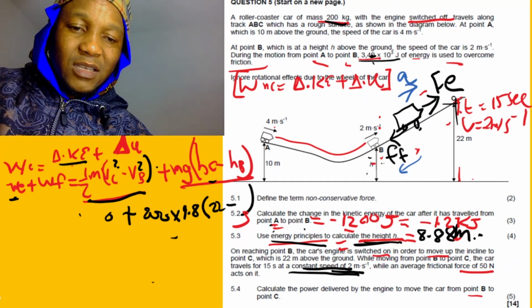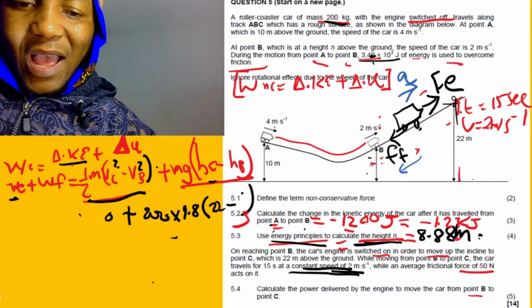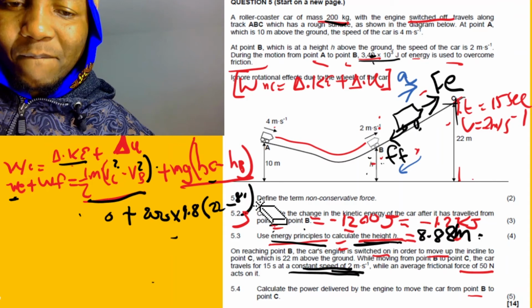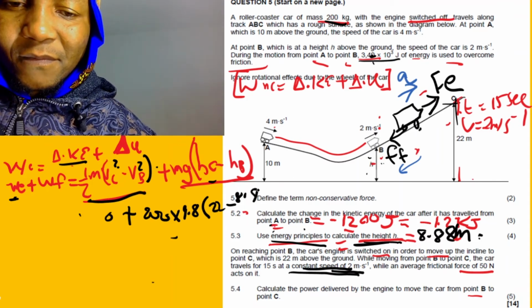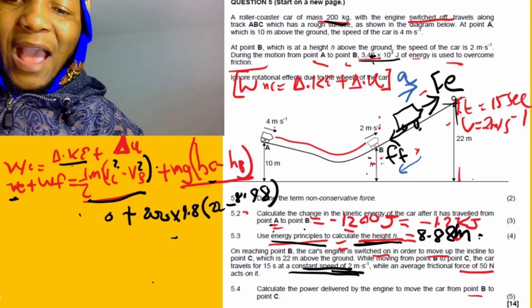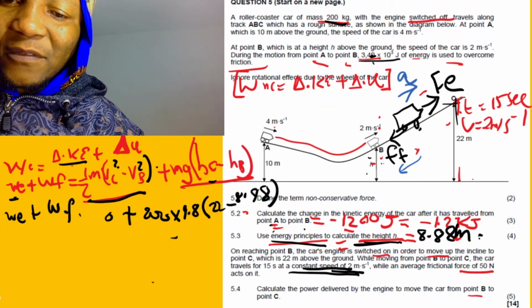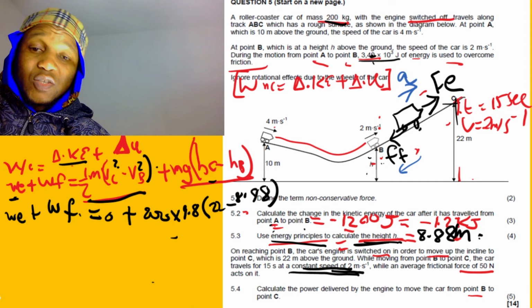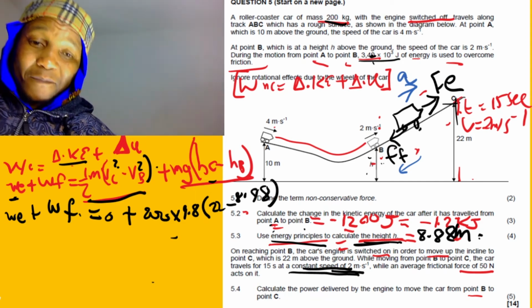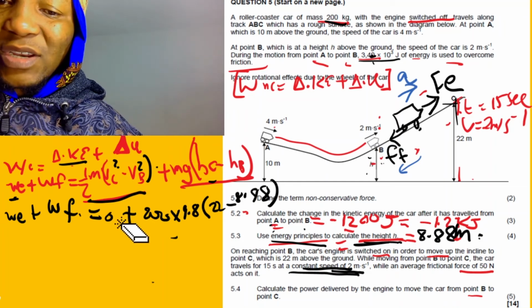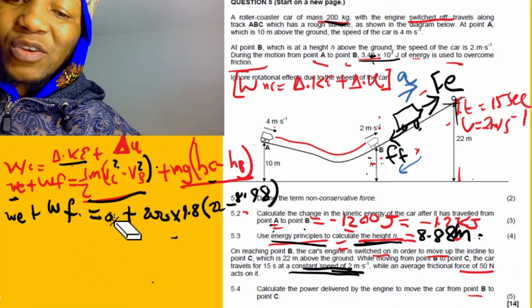The height, 8.88. We had it already. Now equal to work done by engine plus work done by friction. So now you can just plug this in the calculator, so I don't need this 0. I don't need it now, but you can show it in the exam. I don't need 0 anymore. So I can just say equal to that.